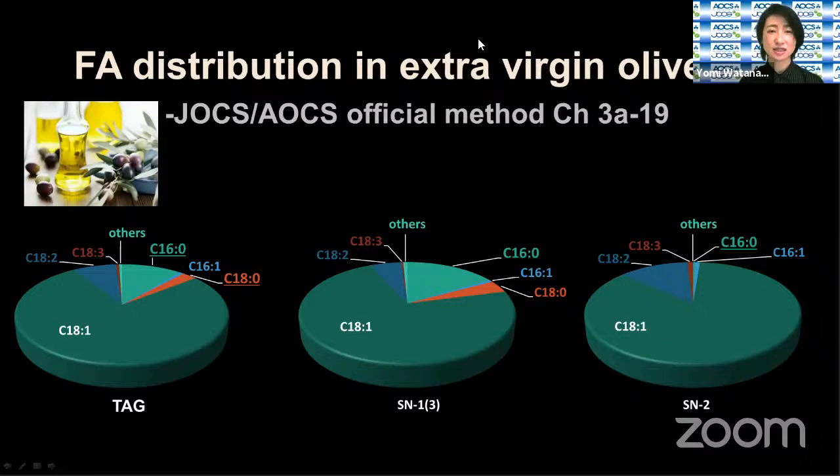This is the fatty acid composition of an extra virgin olive oil purchased in a local market. As we all know, saturated fatty acids, namely palmitic acid and stearic acid, are distributed mainly at the SN1,3 position with very little at the SN2 position. The absence of saturated fatty acids, especially palmitic acid, at the SN2 position is an important indicator of the purity of extra virgin olive oil.